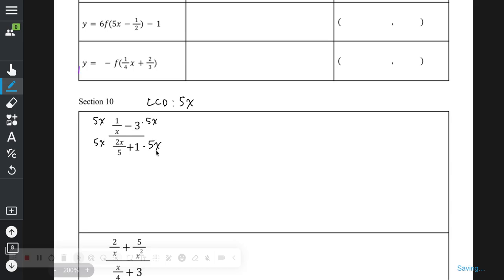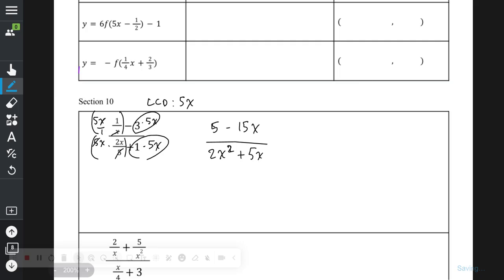So first up, these two, the x's will cancel out, and we get 5. And then this is just straight-up multiplication. Down here, when we multiply these, the 5's cancel out, and we get 2x squared. And then this is just straight multiplication there too.